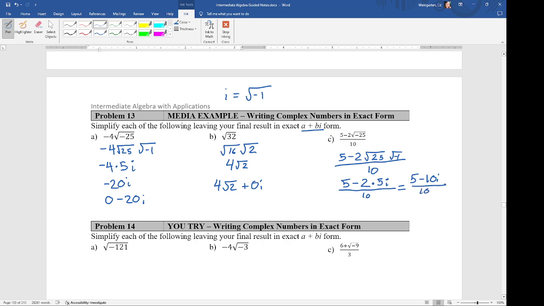It wants it in a plus bi form, so we're going to have to split this fraction. And then we can simplify. We end up with 1/2 minus i.